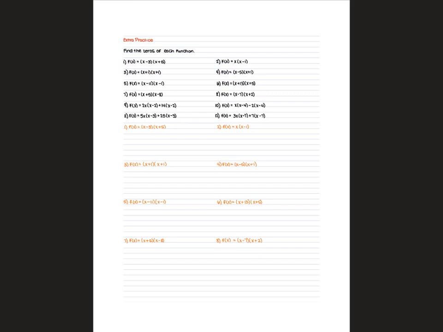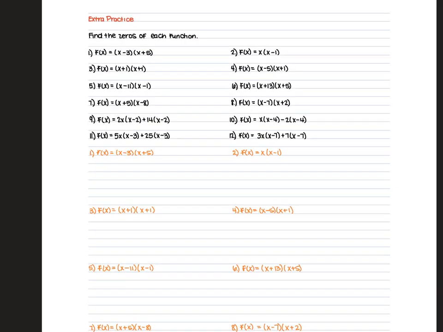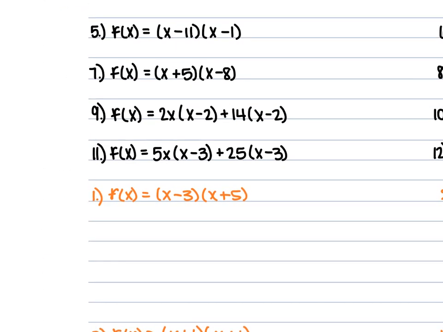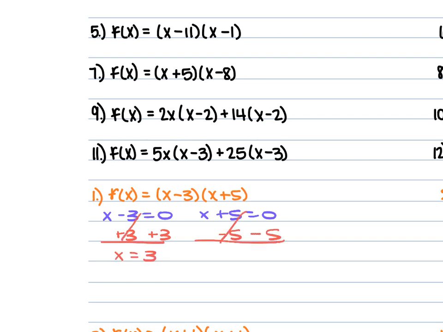Thank you. All right, so we have some extra examples. For 1, we are given f of x is equal to x minus 3 times x plus 5. So we're going to set both of these equal to 0 and do x minus 3 is equal to 0 and x plus 5 is equal to 0 and solve. So we're going to add the 3 over and x is going to equal 3. Subtract the 5 over and x is equal to negative 5.